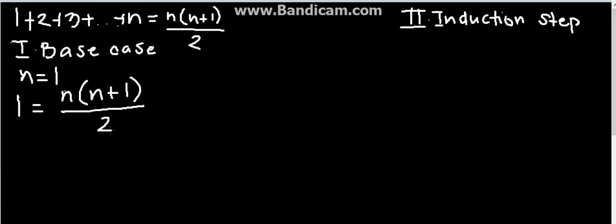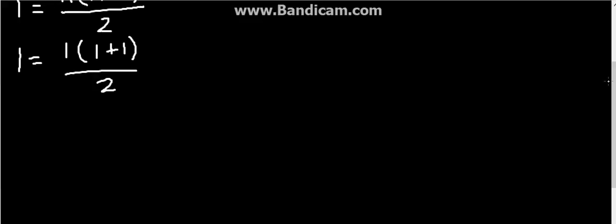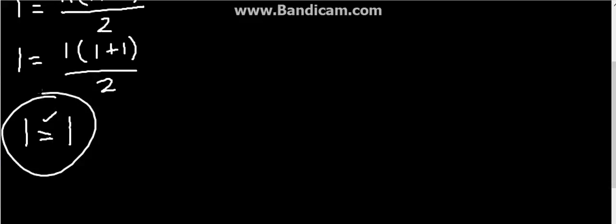over 2. Okay, so now we just substitute the n's with the 1 because we wrote it right there. So 1 times quantity 1 plus 1 over 2. And then we just add like terms. So basically that's n is equal to 1. So now we verified that this is indeed true.